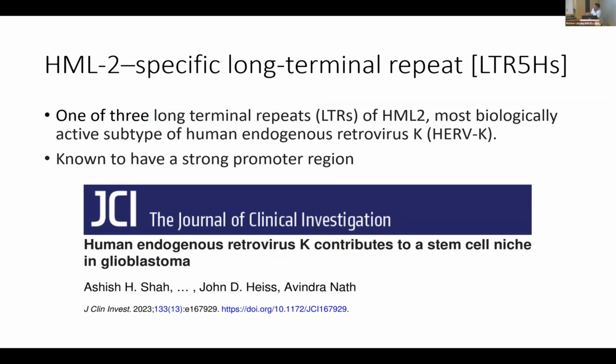a part of DNA which is known to control the activation of this type of endogenous retrovirus known as HML2. And my PI, Ashish Shah, has actually published on this retrovirus within the past year, where he's shown other proteins being made from this virus seem to be contributing to the stem cell niche within glioblastoma.